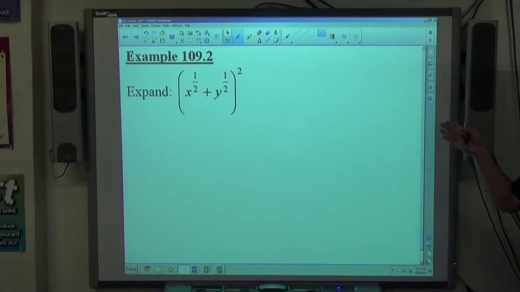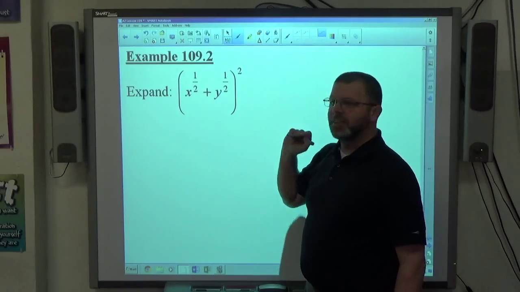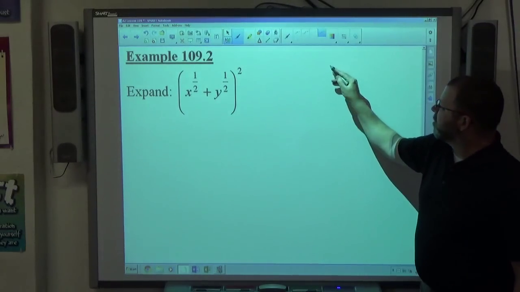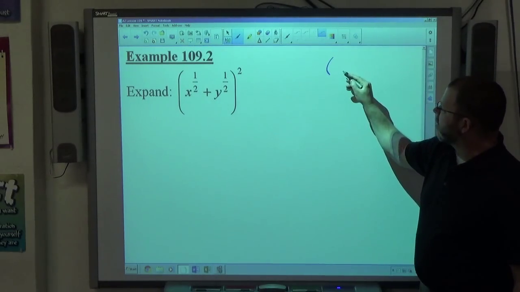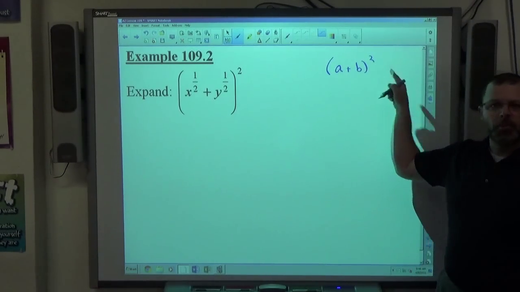2, the difference again is the plus sign. The fact that we have object 1 plus object 2 now raised to the second power. I want to refresh your memory to a process we've already learned. If I have a plus b to the second power, a binomial squared.